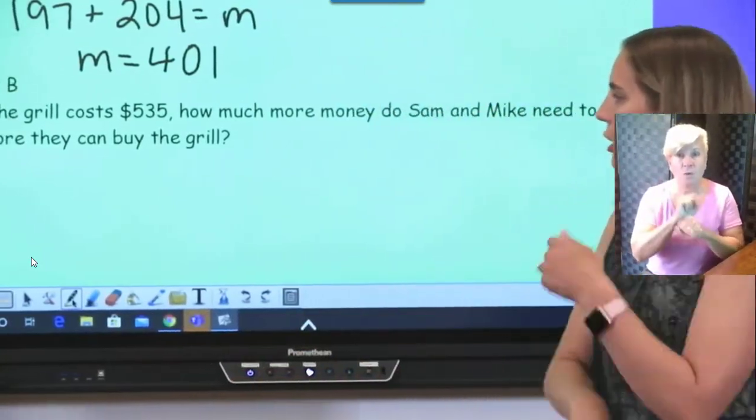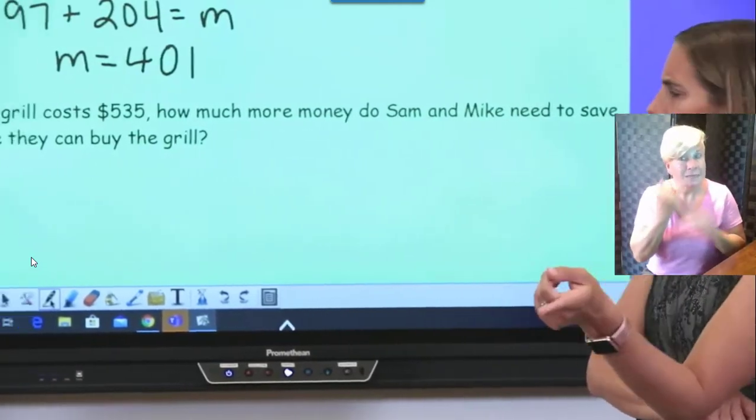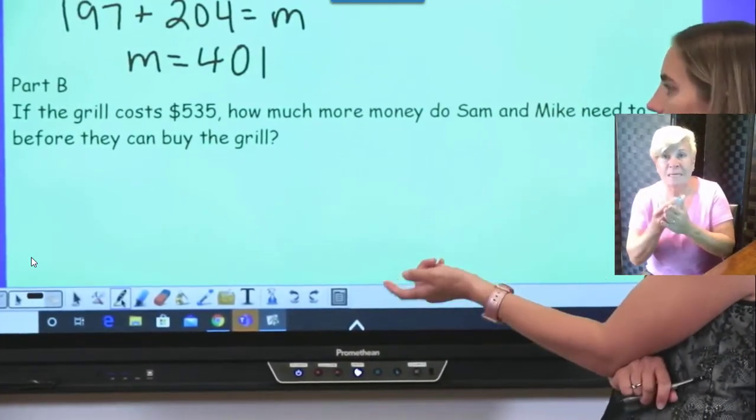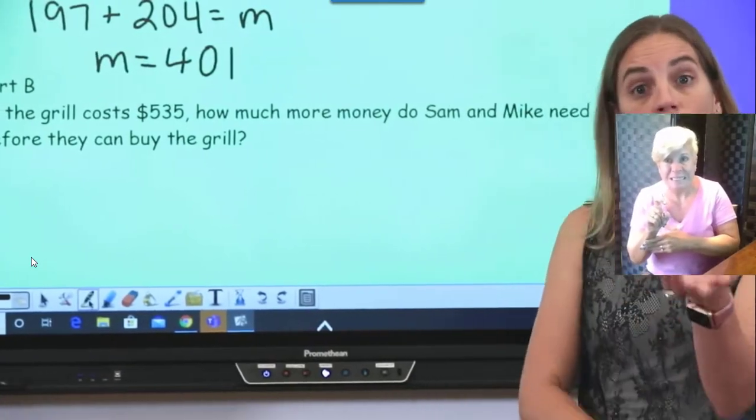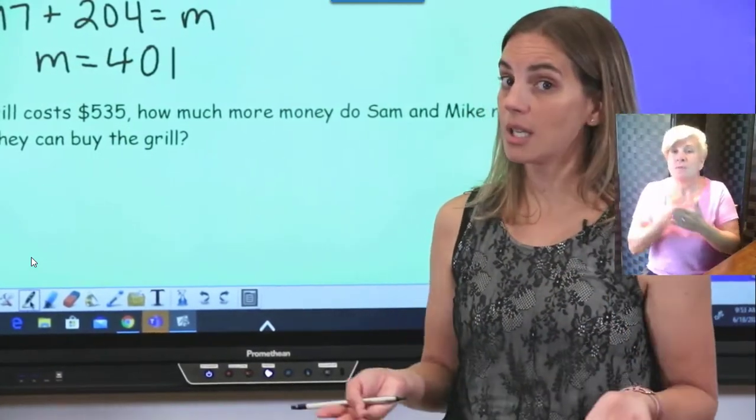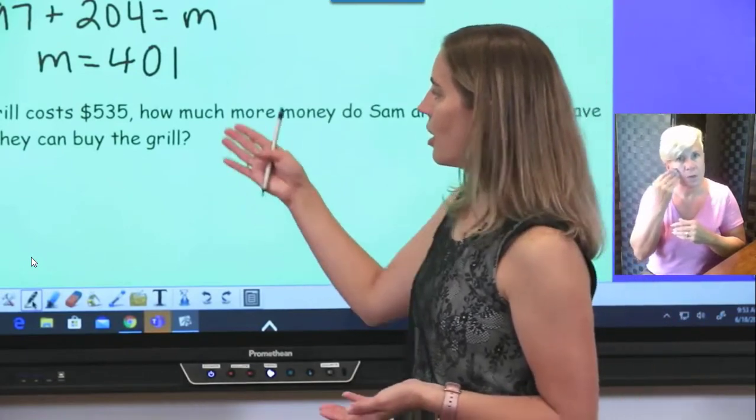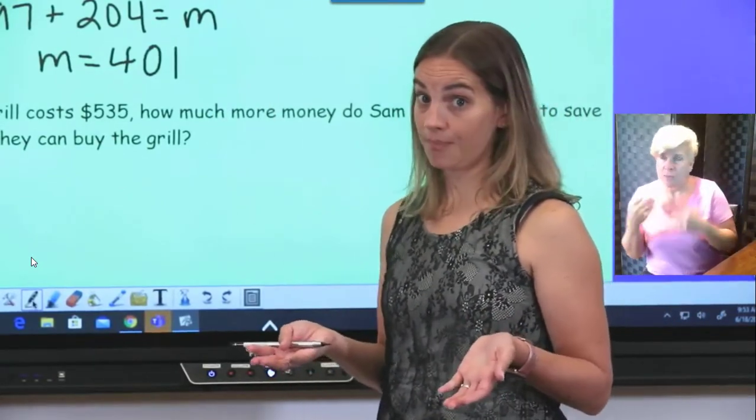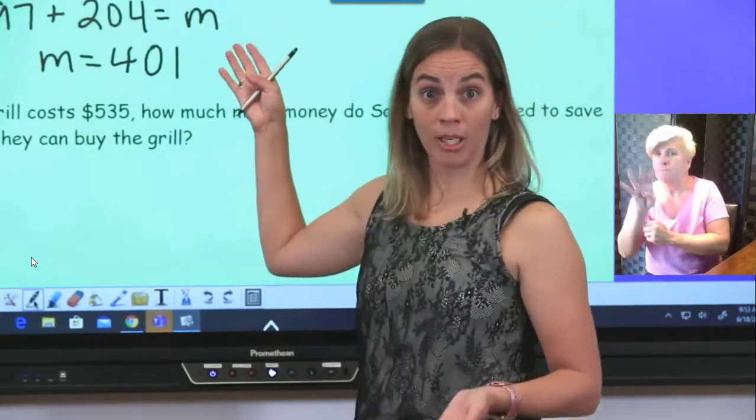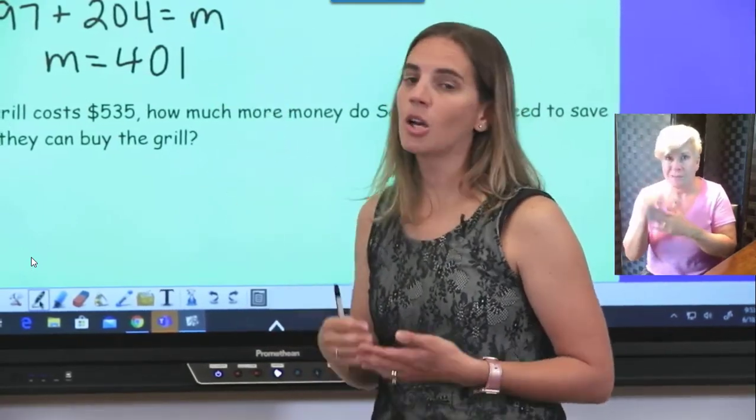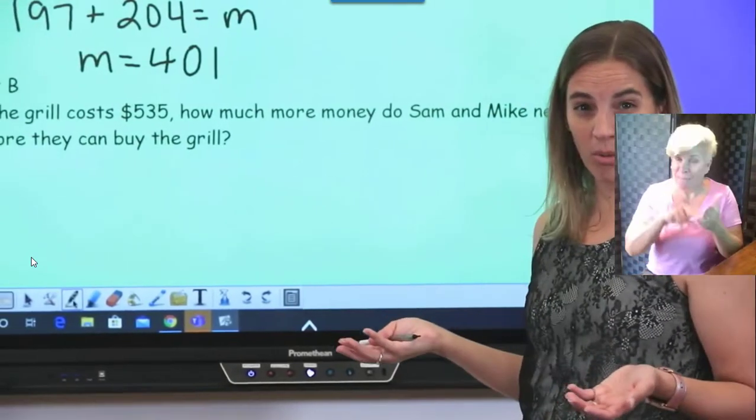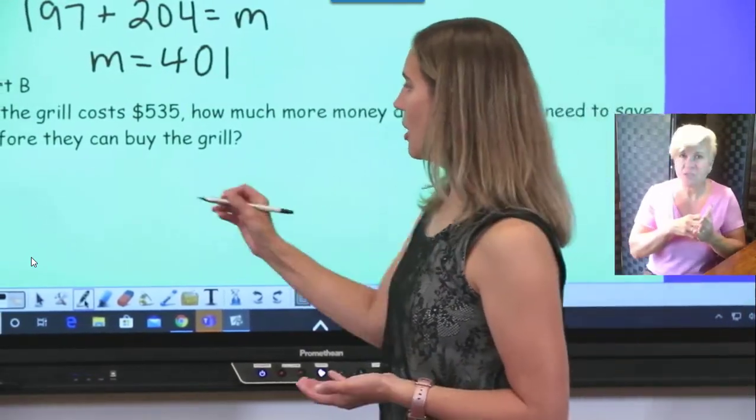All right, take a look here. It says, if the grill costs $535, how much more money do Sam and Mike need to save before they can buy the grill? Okay, well, let's think about what we know. We know the grill costs $535. How much money do Sam and Mike have altogether? That's right, we figured out already, $401. So I need to know how much more money they need, which means I'm doing a subtraction problem.